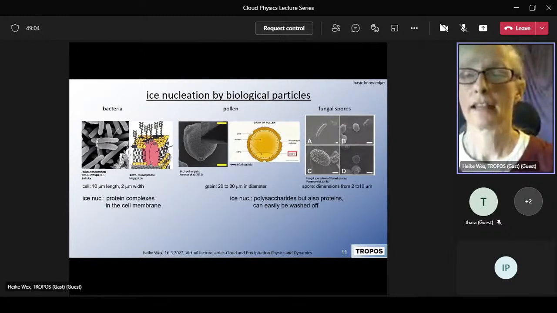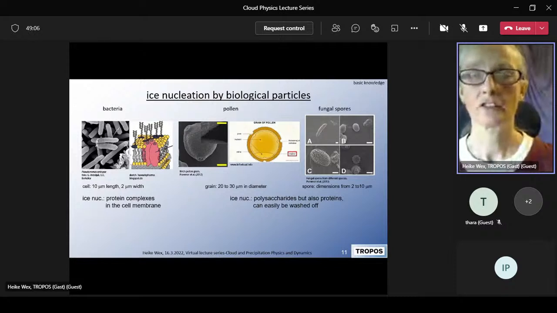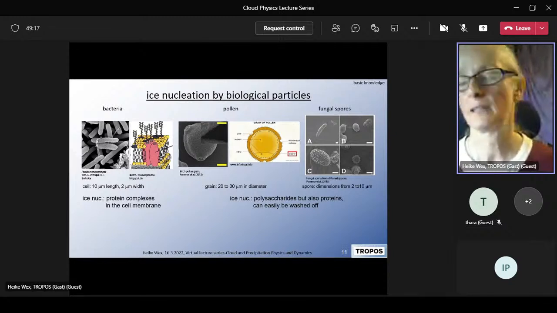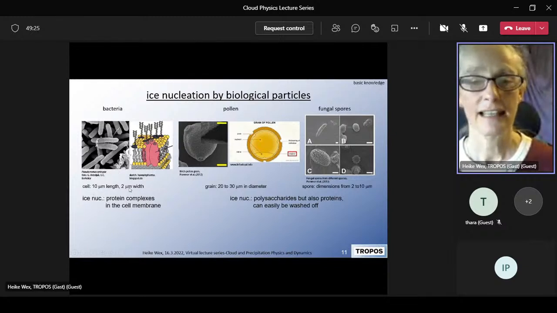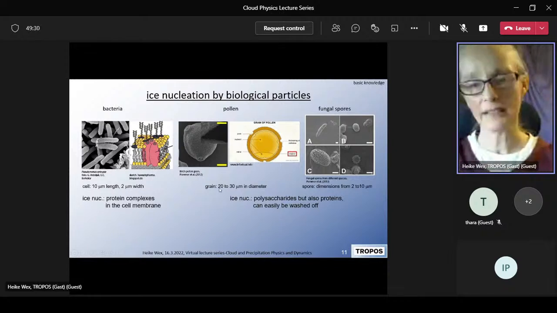It's also known that biological particles can contribute INP that are very ice active. And for instance, here I show you bacteria, pollen, and fungal spores, but there are more like lichen and algae and probably mosses and many, many others. So the thing is, those original microorganisms have sizes of some micrometers, length and width. The pollen are the largest amongst them. So they are really big.